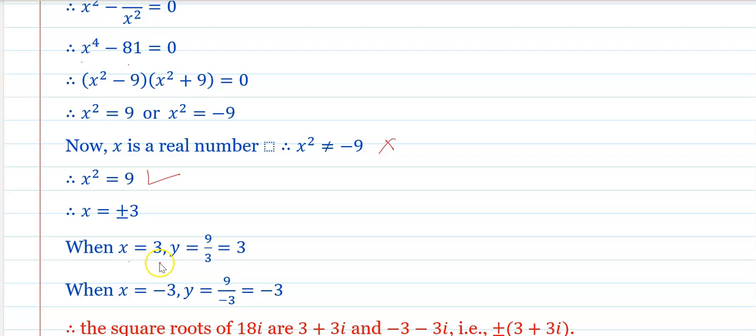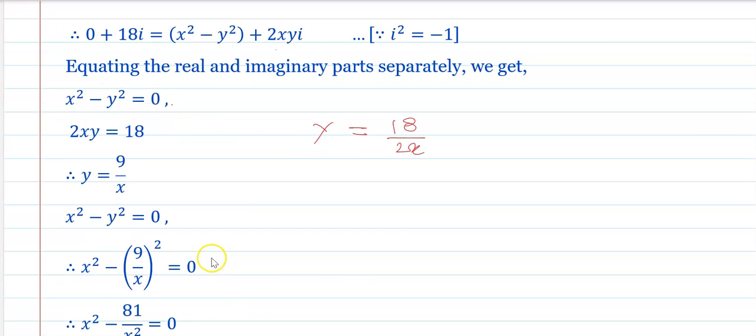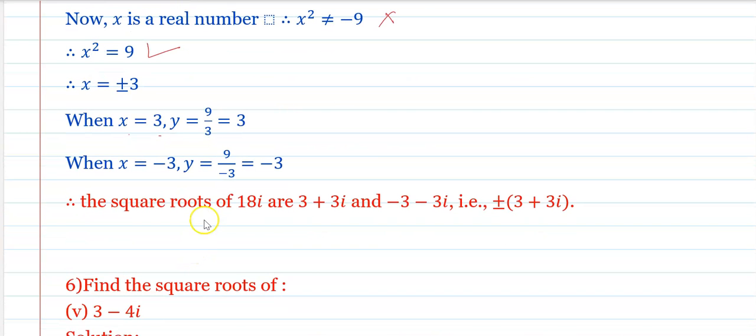When x is equal to 3, what about the y? y is 9 upon x. Here is y. y is 9 upon x. Substitute x is equal to first 3. 9 upon 3, you are getting 3. Therefore, the first root is 3 plus 3i. And what about the next? Minus 3 minus 3i.